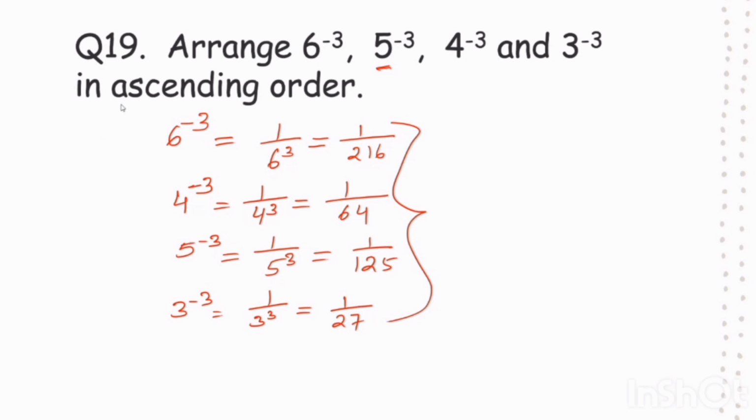Here we have to arrange it in ascending order. That means we have to first write the smallest number. Which one is the smallest number? When the numerator is the same, the denominator is biggest, so it is the smallest number. So 6 raised to the power minus 3 is less than, next one is 5 raised to the power minus 3, is less than 4 raised to the power minus 3, is less than 3 raised to the power minus 3.